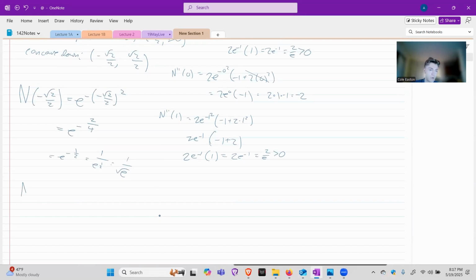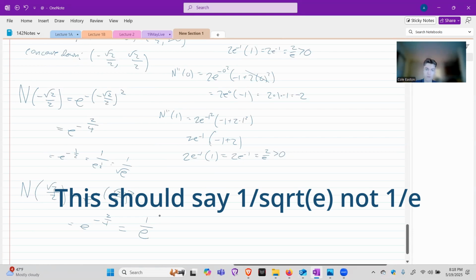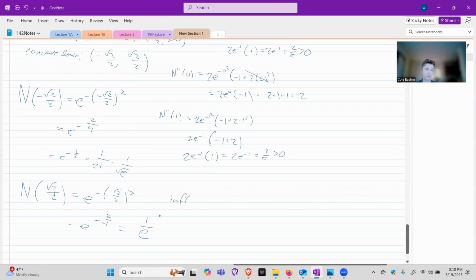And then let's do the other one. N of root 2 over 2 equals e to the negative root 2 over 2 squared. And I think we can see that this is going to be the same thing. So that's e to the negative 2 over 4. And then following what we have above, we see that that is equal to 1 over root e as well. So we can say that our inflection points are negative root 2 over 2, comma 1 over root e, and root 2 over 2, 1 over root e.